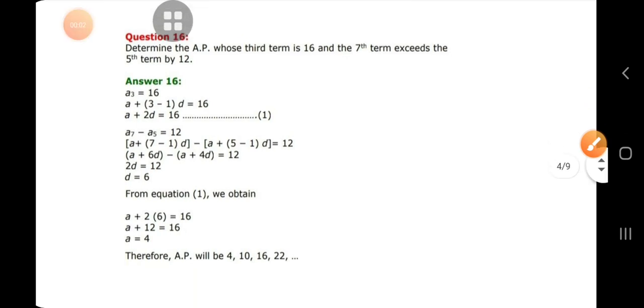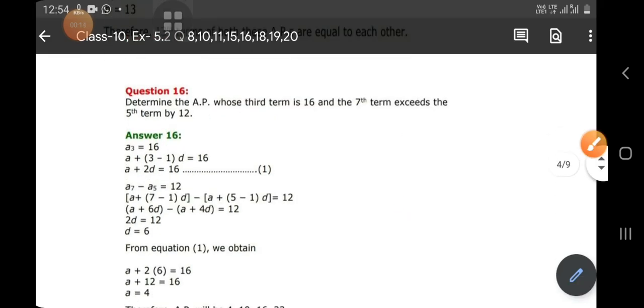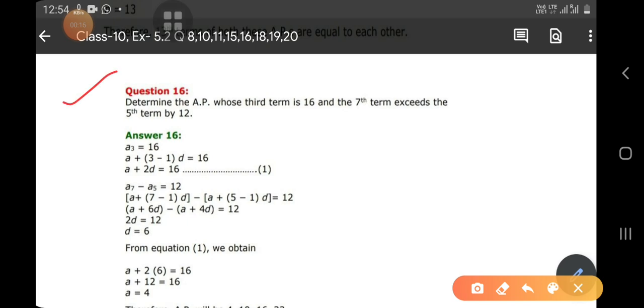Students, in this video, I am going to solve question number 16 and 18 from exercise 5.2 for class 10. The question is as follows. Determine the AP. That means we have to find the AP series whose third term is given here, that is 16. It means a3 is equal to 16 is given, and the seventh term exceeds the fifth term by 12. So first I will take the first condition, that means a3 is 16.